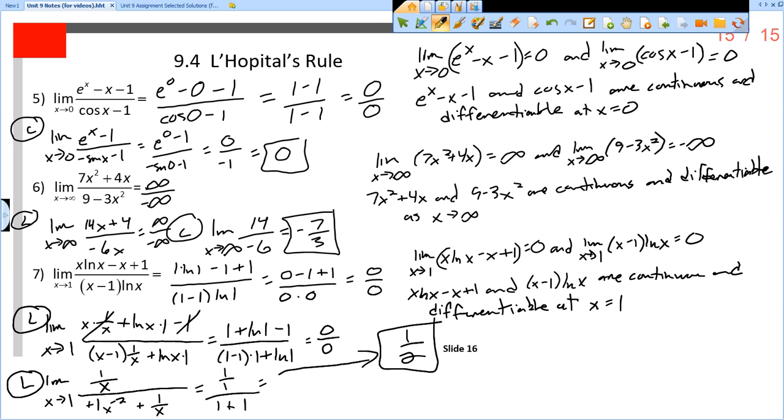So now I understand that this can be tedious and annoying, but the big keys are taking the derivative of the numerator and denominator separately and then re-evaluating in order to use L'Hopital's rule to evaluate a limit.